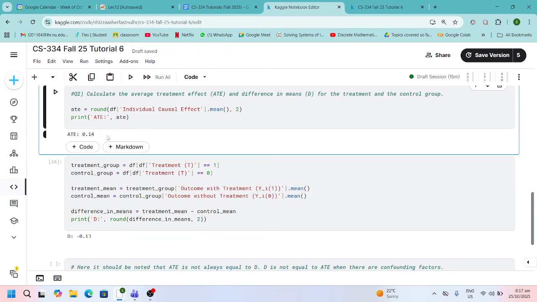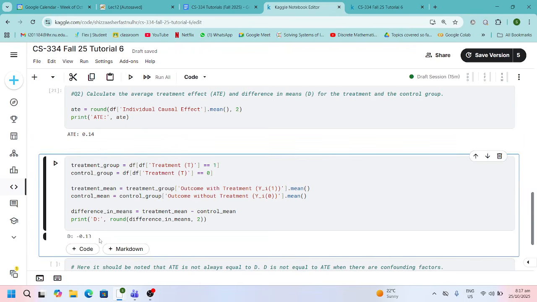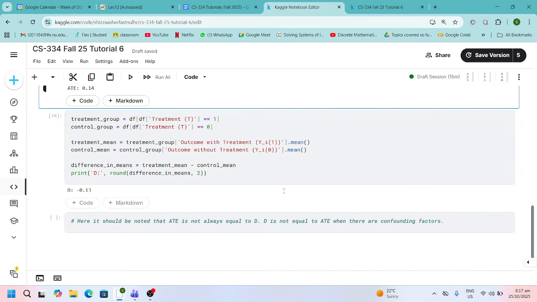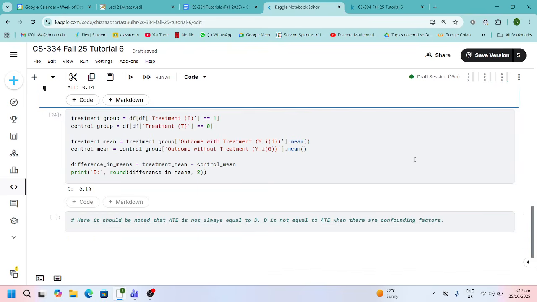But in the real world, and in an observational study where you are already given data, so you don't know what the origin of that data was, there could be confounding factors involved. When there are no confounding factors involved, when there was randomness in assignment, then the difference in means is going to be equal to the average treatment effect.